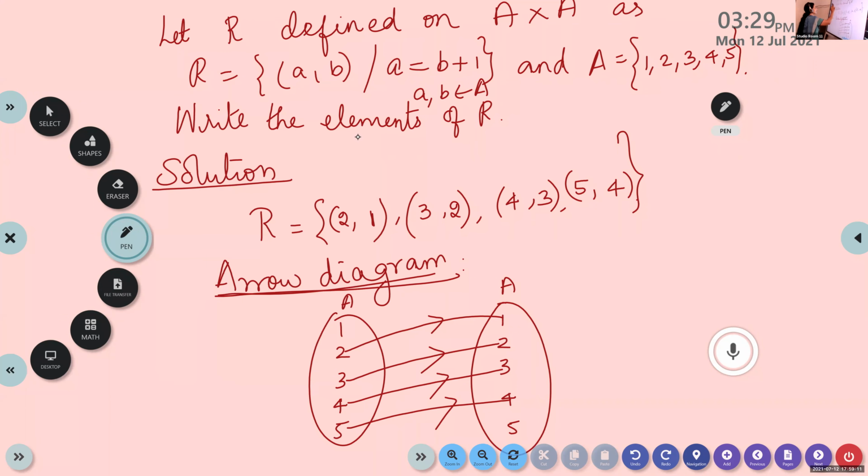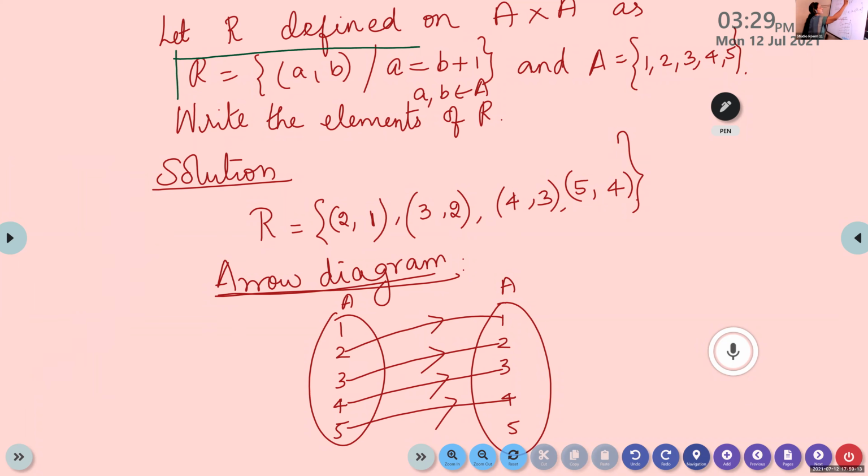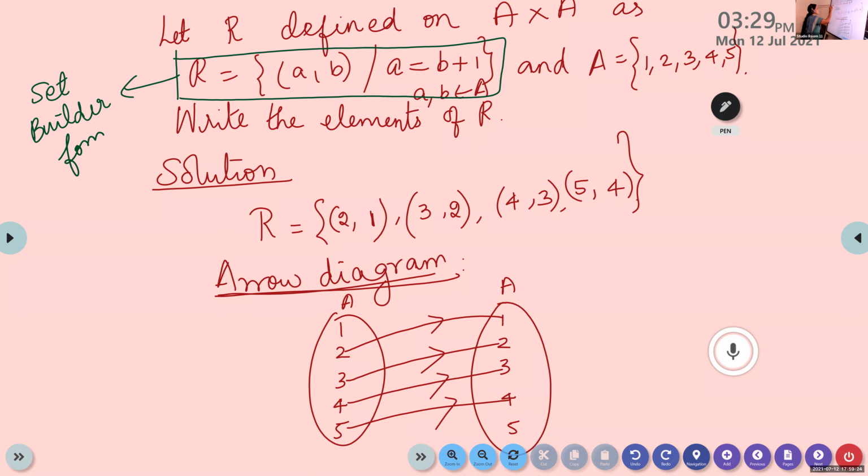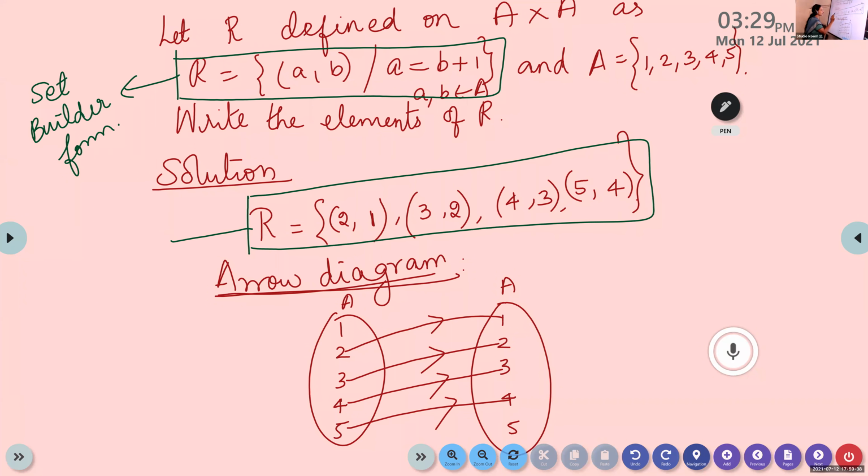Here, I'm representing the relation in the beginning stage using set builder form. In the question, it is given in set builder form. From the set builder form, Atulya, what is the next form? Roster form. Yes. We are writing this in roster form. And finally, we learned how to represent the relation in an arrow diagram.